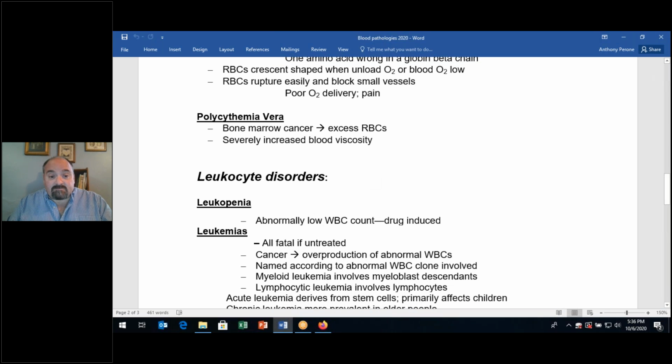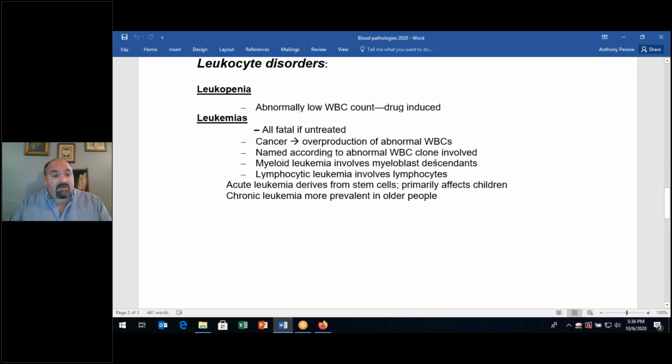As far as leukocyte disorders, we have leukopenia. When we see the term penia, we're talking about an abnormally low white blood cell count. Okay, this can be a result of different drugs that have been taken, over the counter or not, or illegal.